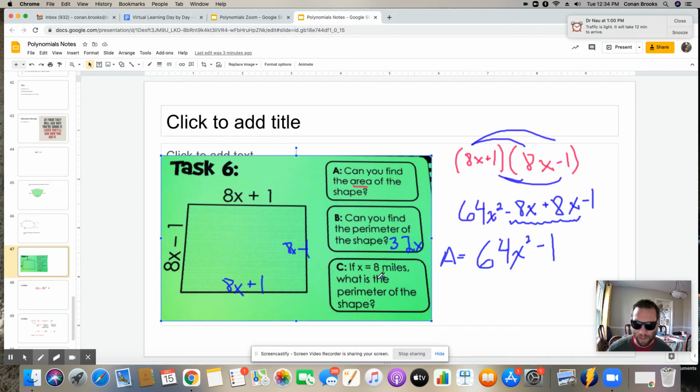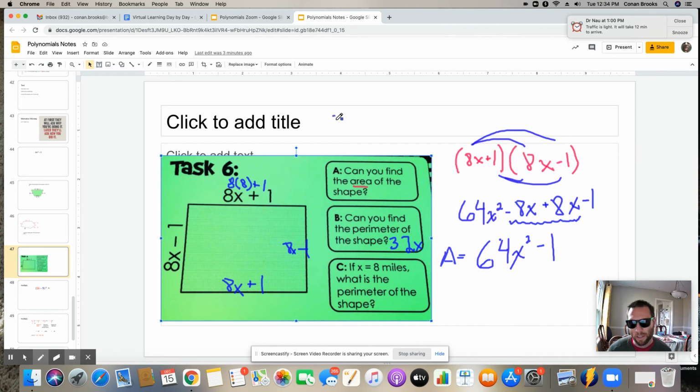Okay. And then part C says if x is 8 miles, what is the perimeter of the shape? This would be like our evaluating. And when you evaluate, you plug in, right? So this would be like, for example, 8 times 8 plus 1. And then this would be 8 times 8 minus 1, 8 times 8 plus 1, 8 times 8 minus 1. And if you think about it, all the ones cancel out again.